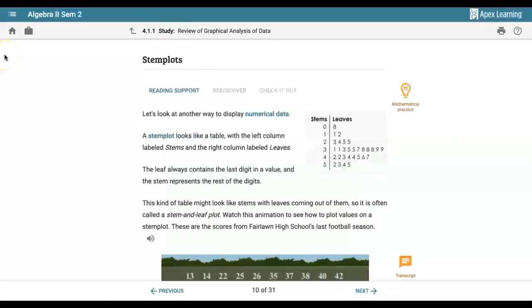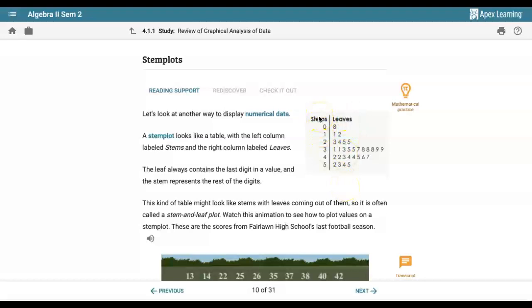All right, and lastly, here we have stem plots. So this is another way of displaying the data. A stem plot looks like a table, and the left-hand column is labeled stems, and the right-hand column is labeled leaves. The stem is the first digit.